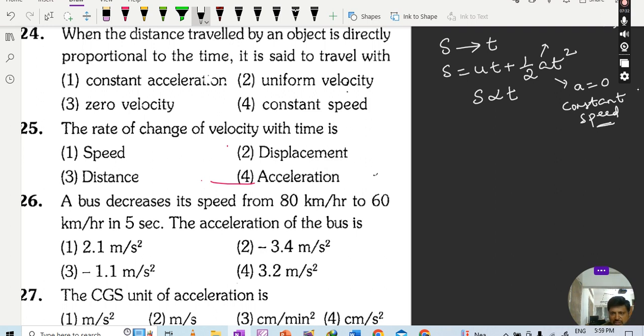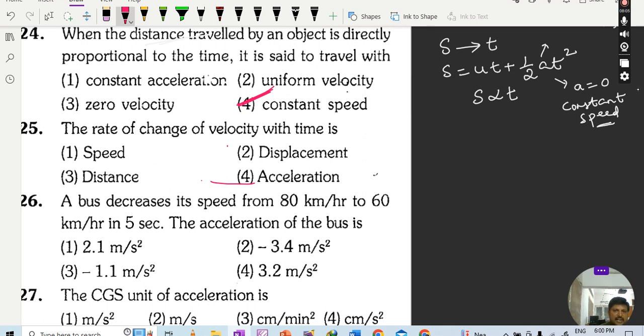When the acceleration is equal to 0, u is constant speed, because here the question is about distance. If the question is about distance, this u should be speed. If in place of distance, displacement is there, then u is velocity. But here s is distance, so u should be speed. If this is constant, then only s is directly proportional to t. So the body should move with a constant speed. It is said to travel with a constant speed.